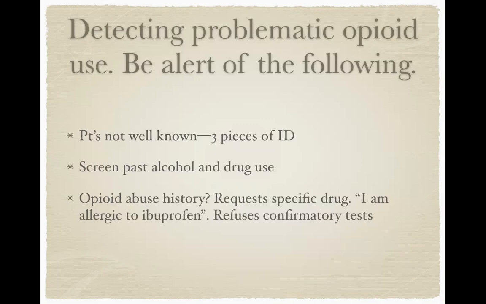Detecting problematic opiate use. As dentists, we must be alert to behaviors that suggest opiate use disorders. Some things we need to watch out for when prescribing opiates safely are as follows. We have to be cautious if the patient is not well known to you. In those instances, it's best to request 2 to 3 pieces of ID. Another thing would be to screen current and past alcohol and drug use, for example, with the CAGE questionnaire.